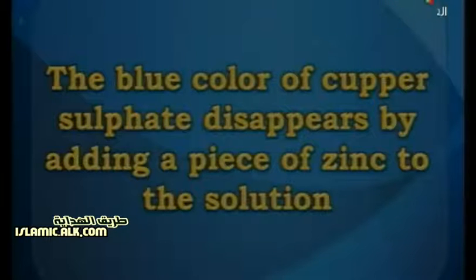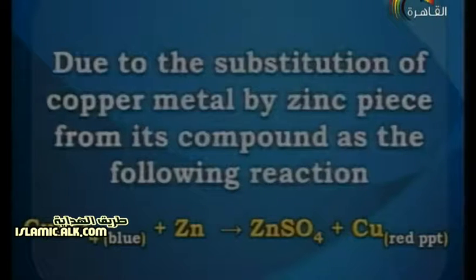The blue color of copper sulfate also disappears by adding a piece of zinc to the solution. Why? Because zinc makes a reaction with copper sulfate, because zinc is more active than copper in the chemical activity series. It comes before the copper, so it is more active than it.